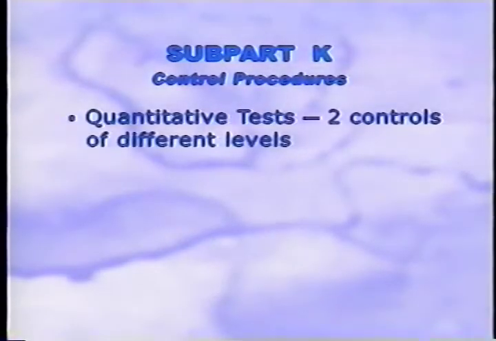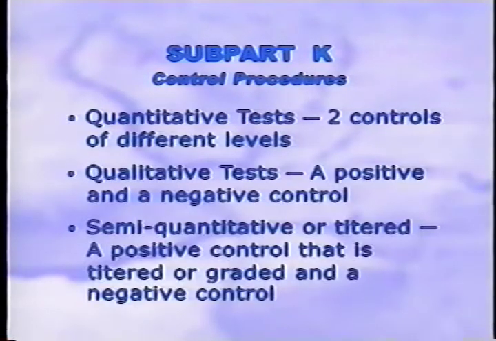If the test produces a quantitative result, then two control materials of different concentrations must be run each day of testing. Last, if the test result is reported as a titer or it's semi-quantitative, the controls need to include a negative and one giving a graded or titered result. Is that for everything? I wish it were. There are some specific requirements for certain types of testing due to the nature of the procedures themselves. Let me go over those requirements that apply in more than one specialty area.